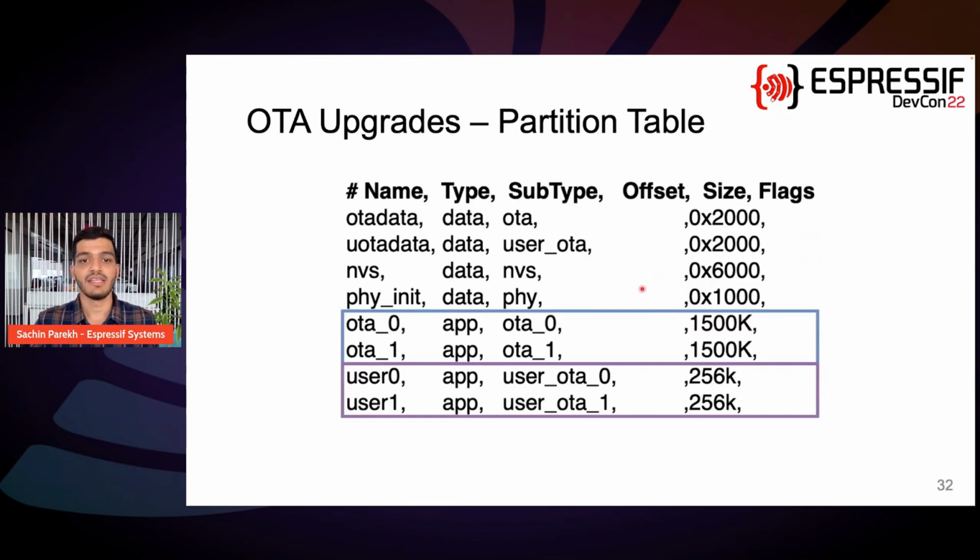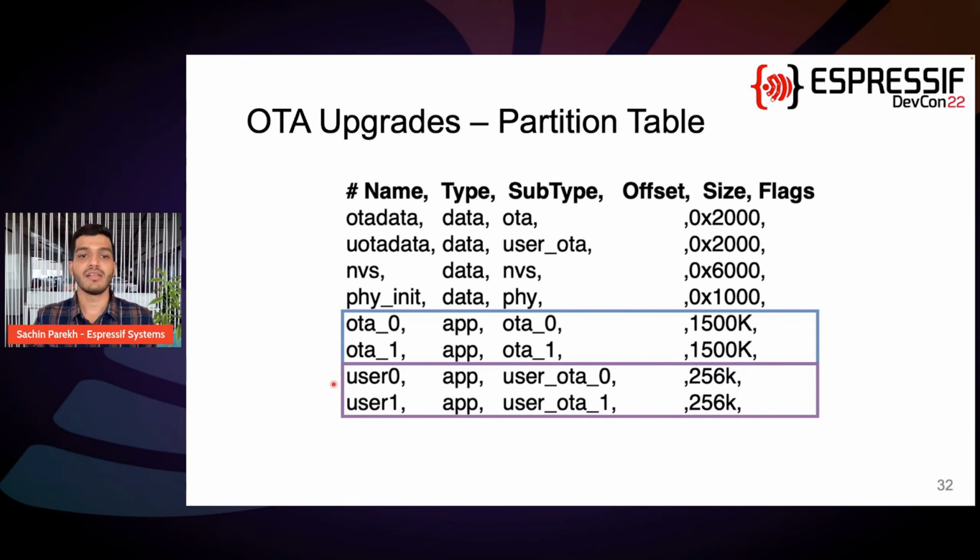Now, if you look at the partition table, you would see that we maintain two symmetric app partitions, one for the protected application and one for the user application. Over here, OTA_0 and OTA_1 correspond to the protected application, while user_0 and user_1 correspond to the user application.